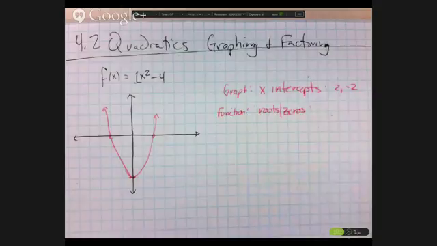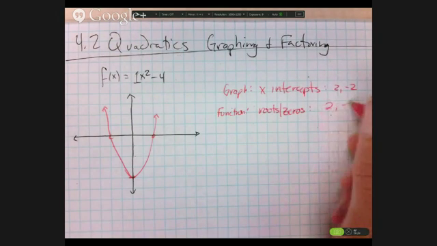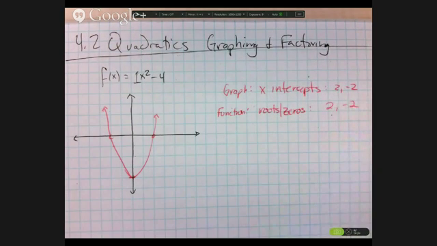What are my roots and zeros? This is not a trick question. 2 and negative 2. Hey, look at that. Yes, they always match. Okay. How would I figure those out using the equation?